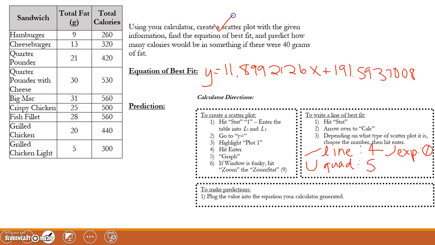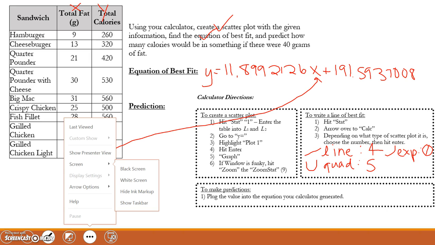So we created a scatter plot, and we found the equation of best fit. Now we have to predict how many calories would be in something if there were 40 grams of fat. So 40 grams of fat, total fat, would go in this column, and so that is in the x column. And so what we're doing is finding y. So we're going to take that 40 and plug it in for the x right there.